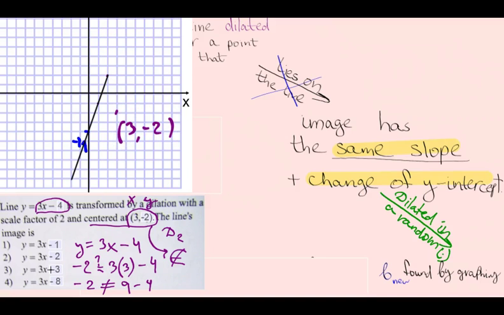Let's pick any point on the line itself, a point that we can guarantee the coordinates would be integers, which is at the y-intercept. We know that point is 0, minus 4. And it's convenient because when we dilate this point, we will see where it is located. And the image of that point will be our new y-intercept.